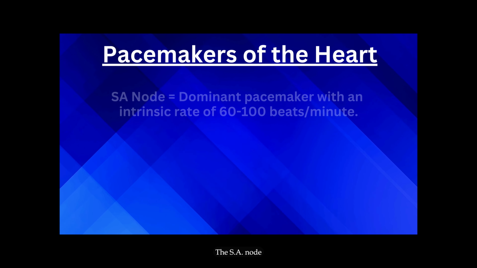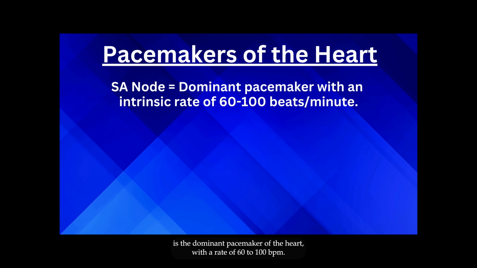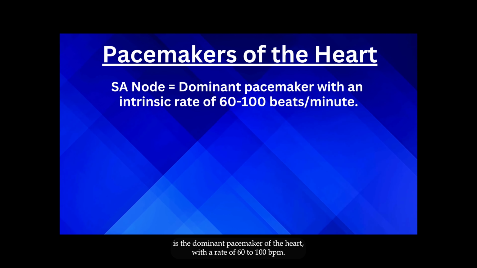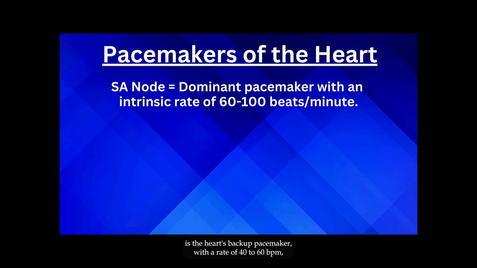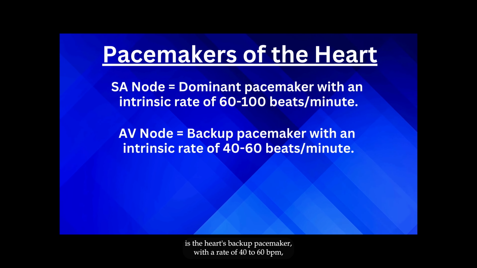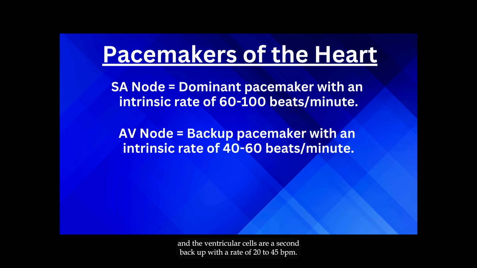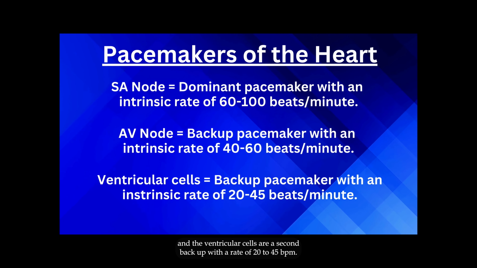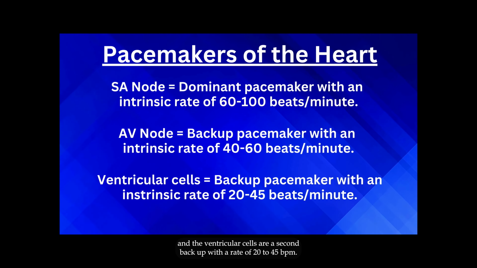The SA node is the dominant pacemaker of the heart with a rate of 60 to 100 BPMs. The AV node is the heart's backup pacemaker with a rate of 40 to 60 BPMs. And the ventricular cells are a second backup with a rate of 20 to 45 BPMs.